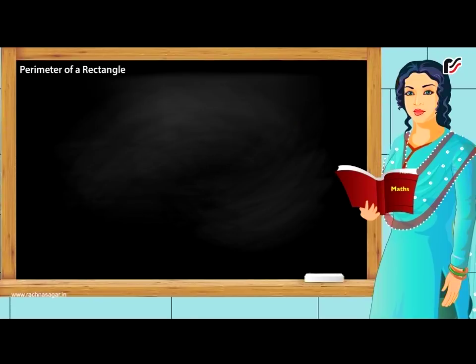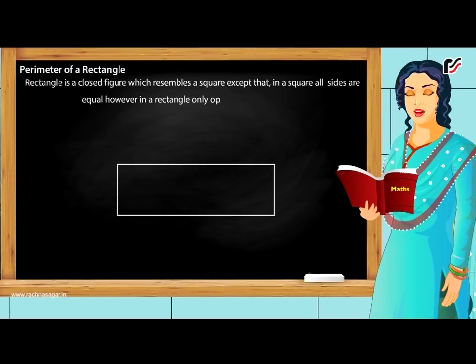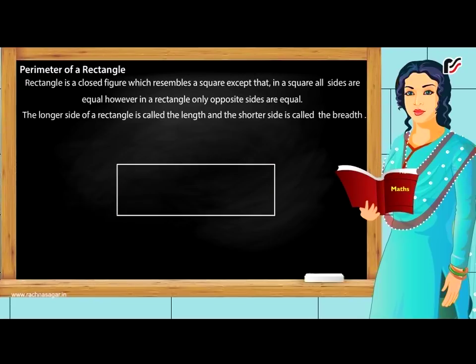Perimeter of a rectangle. Rectangle is a closed figure which resembles a square except that in a square all sides are equal. However, in a rectangle only opposite sides are equal. The longer side of a rectangle is called the length and the shorter side is called the breadth. Perimeter of a rectangle is equal to 2 into length plus breadth.